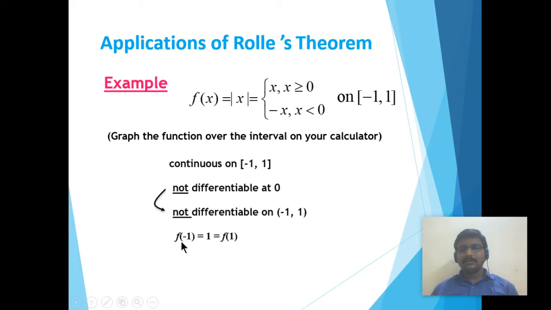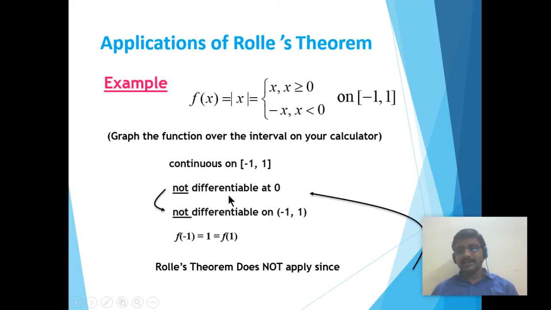So f of minus 1 is equal to f of 1, but Rolle's theorem does not apply since the second condition of Rolle's theorem does not hold good. The second condition fails here, so f is not differentiable in the open interval minus 1 comma 1. Rolle's theorem cannot be applicable, so Rolle's theorem does not apply.